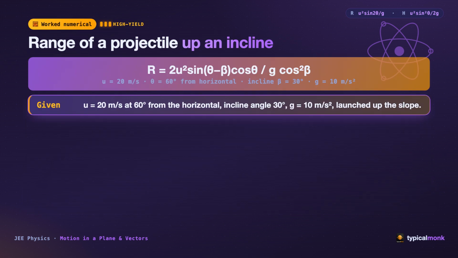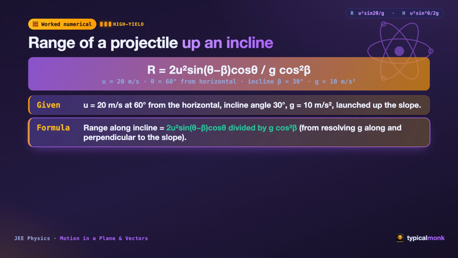Time to solve a full JEE numerical together, slowly, the monk's way. A ball is launched from the bottom of a rough incline with a speed of 20 meters per second, at an angle of 60 degrees to the horizontal, up a slope that rises at 30 degrees, with gravity taken as 10 meters per second squared. Find the range along the incline. Step 1. Write down what is given. Speed 20 meters per second, angle of projection 60 degrees from the horizontal, incline angle 30 degrees, gravity 10 meters per second squared.